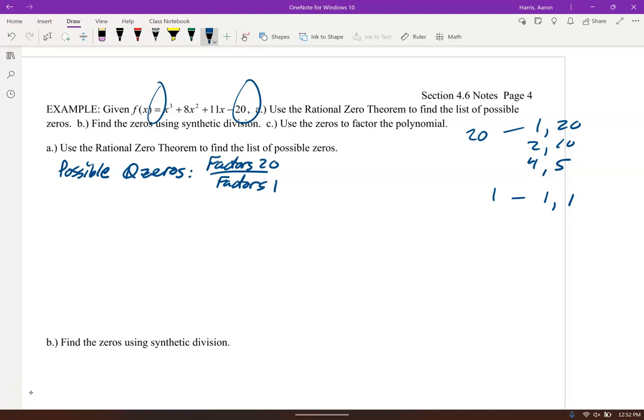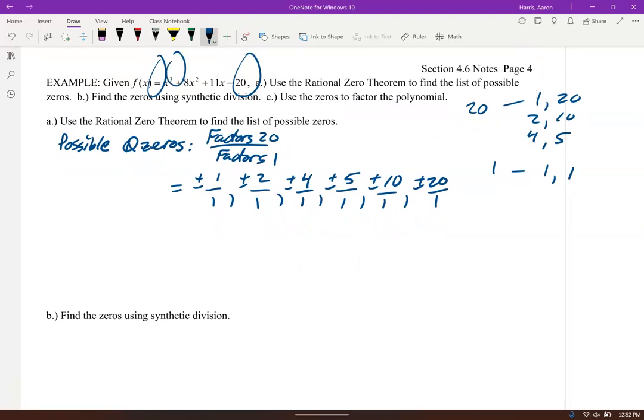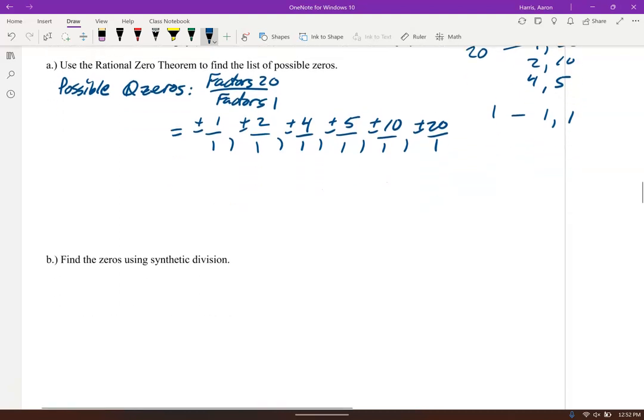So let's go ahead and start our list. It's always over 1, so plus or minus 1 over 1. Next factor of 20 would be 2, and the next factors, and then the 10 over 1, and then the 20 over 1. So here are our 12 possible zeros. This is a third degree, so I could have up to 3 of these work for us. There are 3 zeros, we just don't know if they're all real zeros, but this is our list of 12 that we have to test.